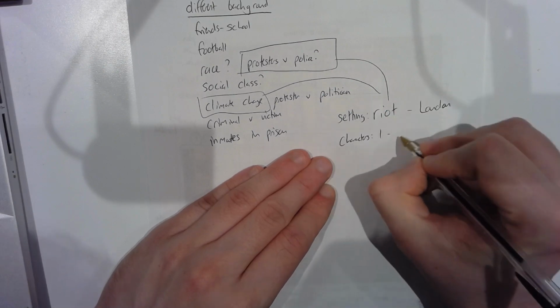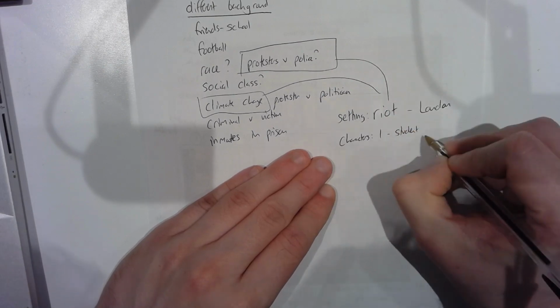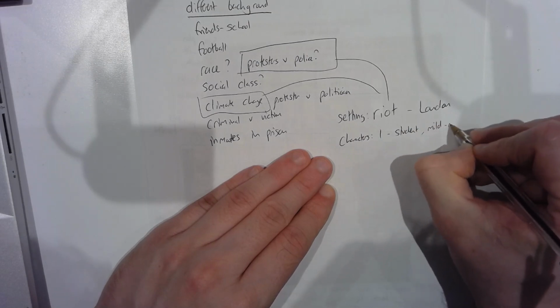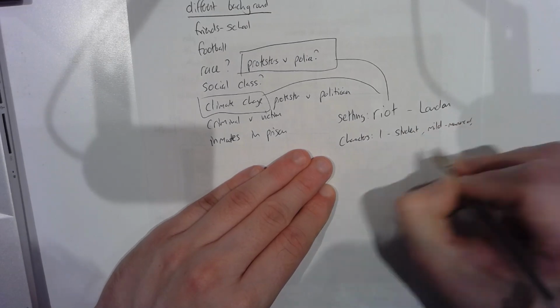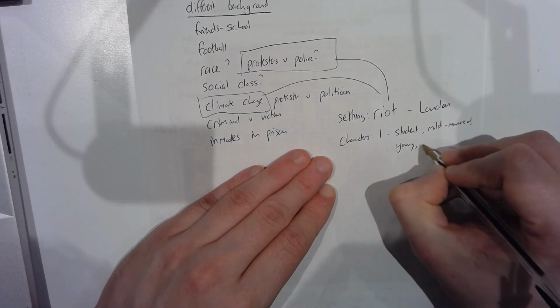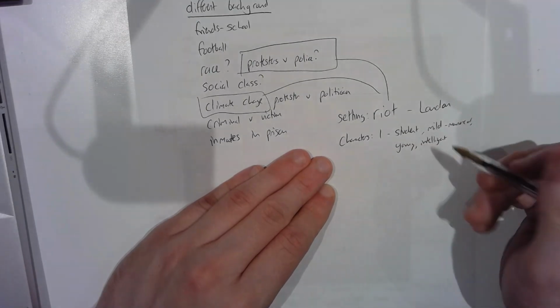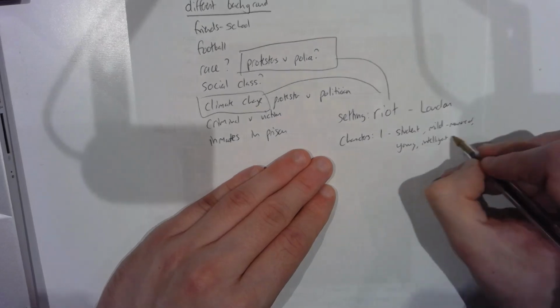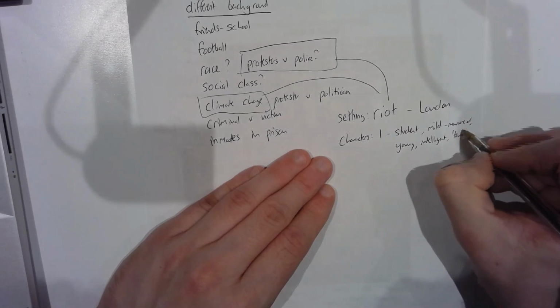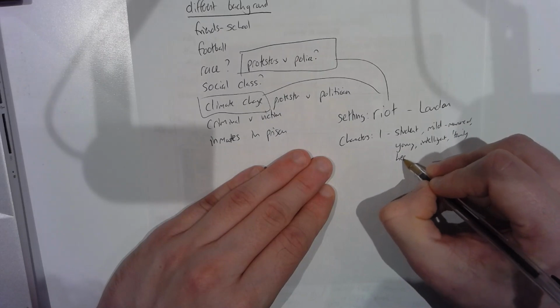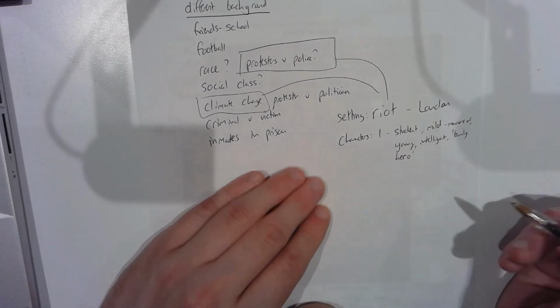Character 1 is going to be a student. He's going to be mild-mannered. He's going to be young. He's going to be intelligent. He is going to be, if you like, his family hero, I suppose. You know, his family idolise him, and he's the only one to go to university.